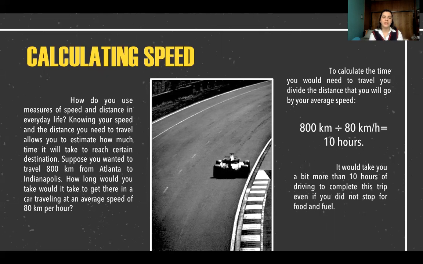Suppose you wanted to travel 800 kilometers from Atlanta to Indianapolis. How long would it take to get there in a car traveling at an average speed of 80 kilometers per hour?